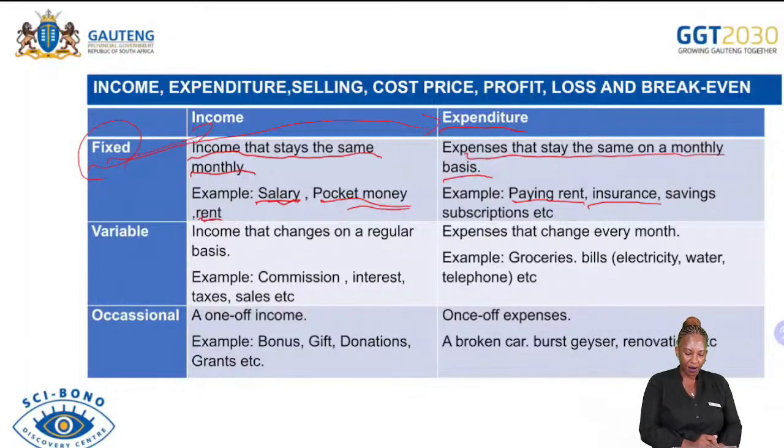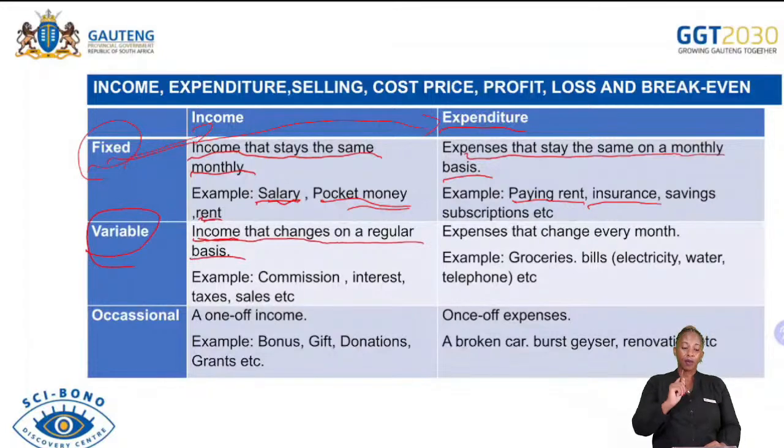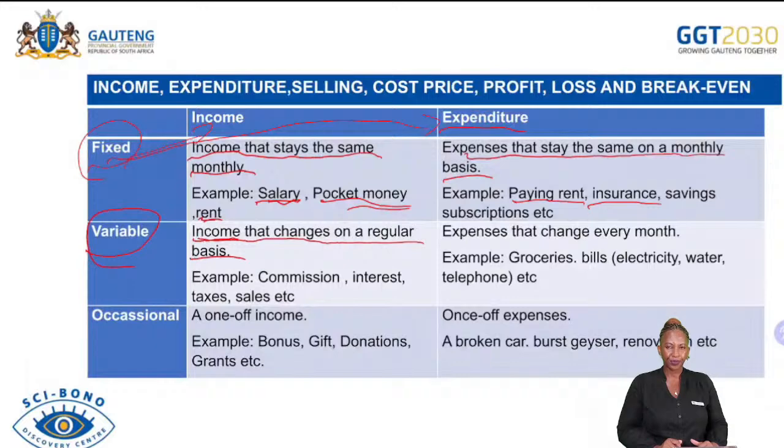Now let's go to the variable one. When you talk about variable income, it is an income that changes on a regular basis. For example, the commission. If you work at a car dealership selling cars, you know that after I have sold a car, this is what I'm going to get. I'll get my basic salary plus a commission.